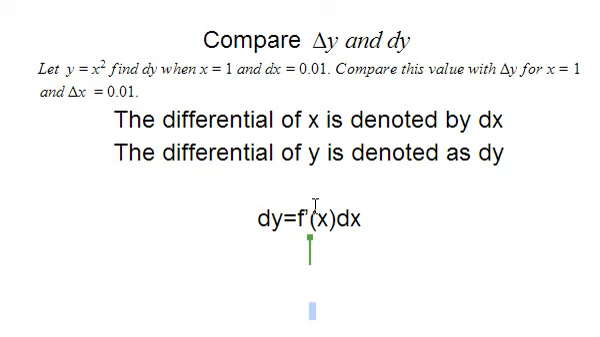Anyway, dy is equal to f prime of x dx. So of course you've seen this as dy over dx is equal to f prime of x. So basically what we've done is just taken the dx over to the right.